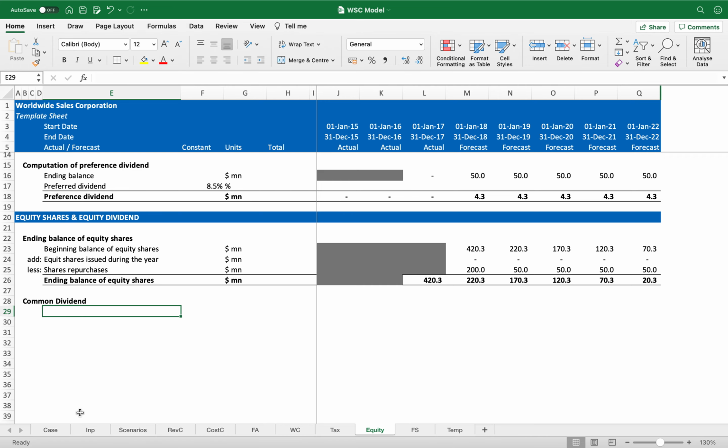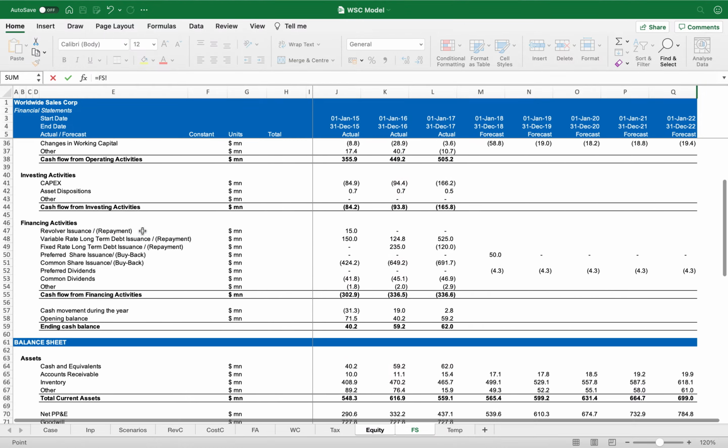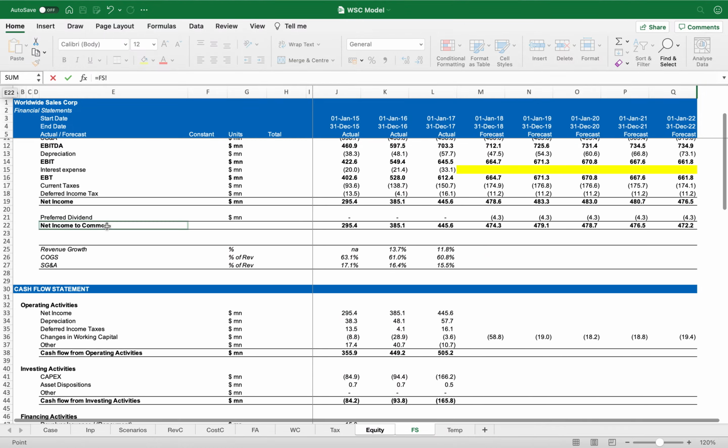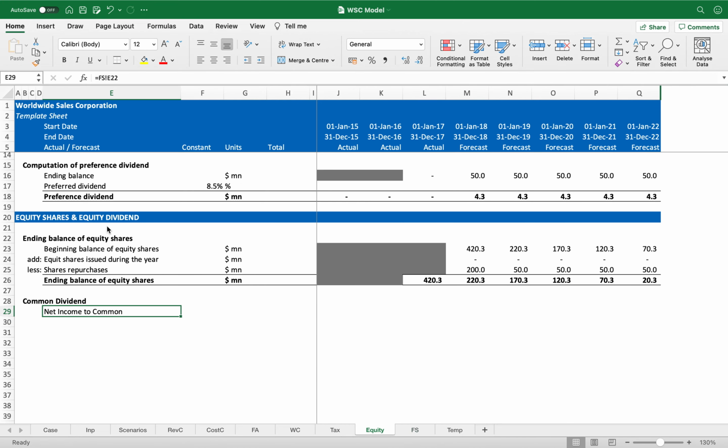Now, how can we compute the common dividend? If you remember, this was 20% of the net income to common. So shall we link it to net income to common? Yes. Where is net income to common? Here it is. So net income, I subtract the preference dividend. Now whatever I have is the net income attributable to common shareholders, which is attributable to common stockholders, right? Net income to common.